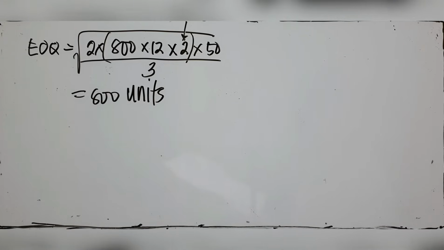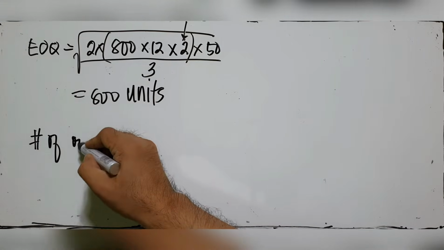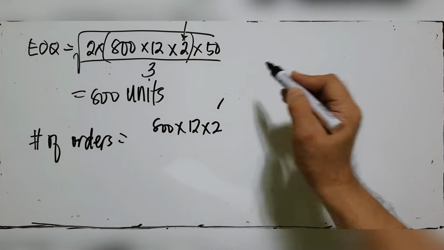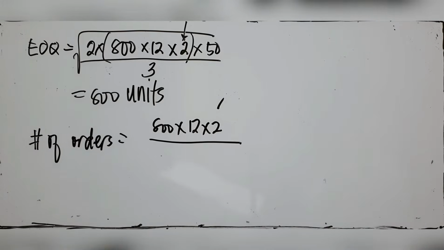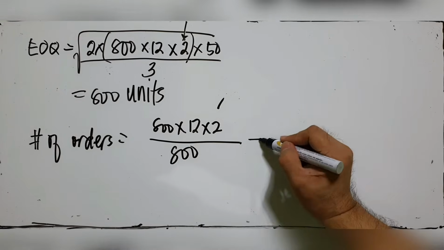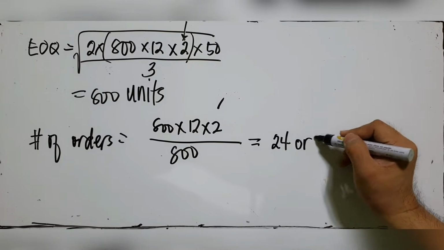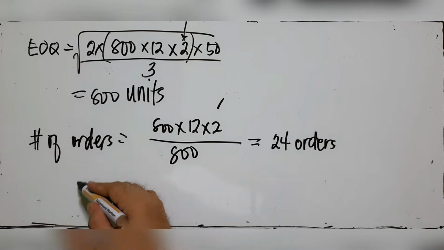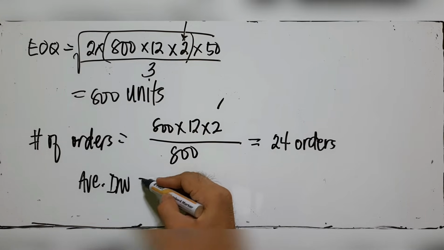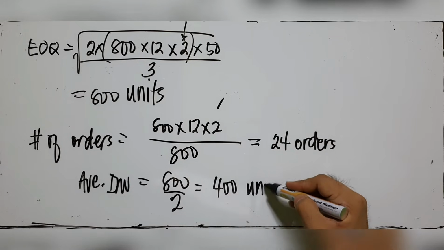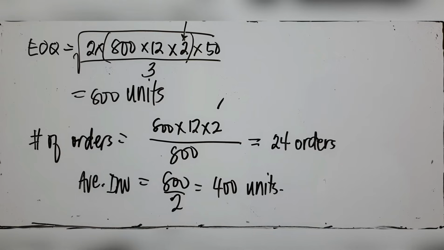And then, the number of orders. So, that would be the number of orders for number 2. That is 800 times 12 times 2. This is our demand for tires for the year. And then divided by the EOQ, which is 800. So the number of orders is 24 for the entire year. Okay? So compute the average inventory. So the average inventory is just your EOQ over 2 or 800 over 2. So the answer is 400 units. Okay? So that is your solution for problem number 7.